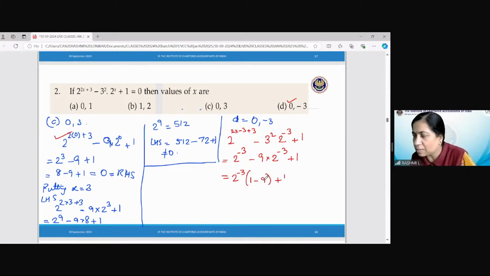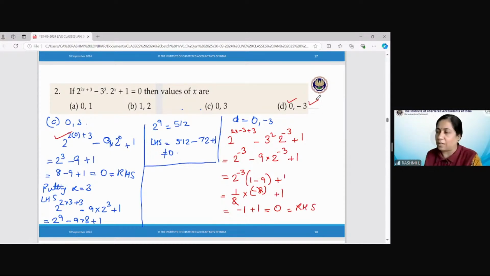How much is 1 minus 9? It is -8. 2 raised to -3 can be written as 1 upon 8. Isn't it? 2 raised to 3 is 8. And 1 minus 9 can be written as -8 plus 1. So the 8 cancels. 1 into -1 is -1 plus 1, which is equal to 0. So the answer is correct, which is equal to RHS. So -3 is also a factor. So this is your solution.